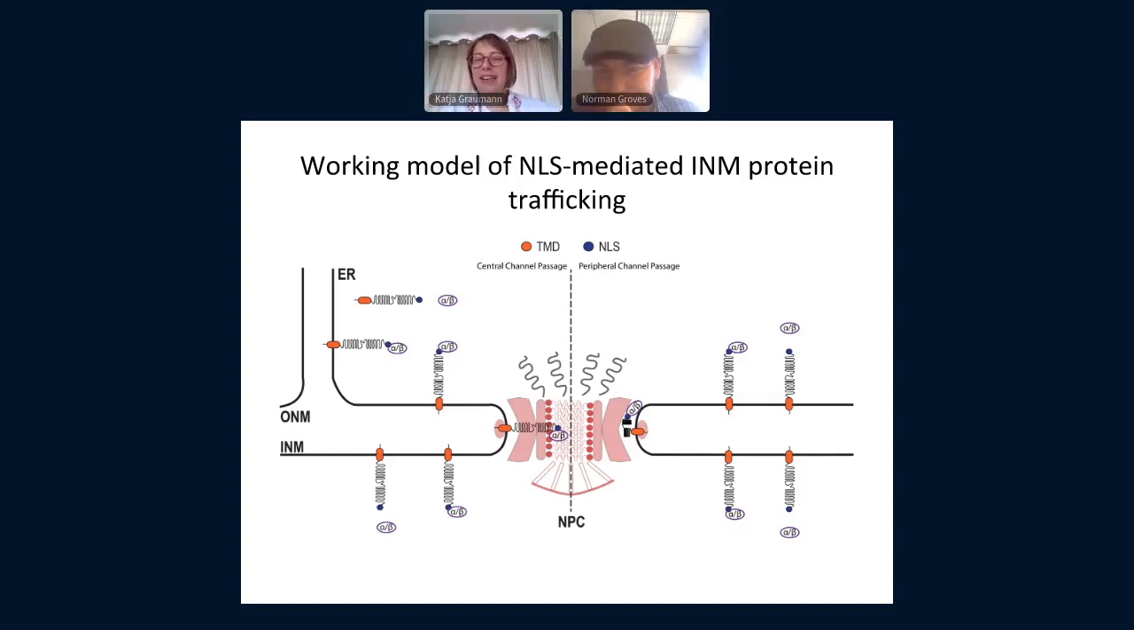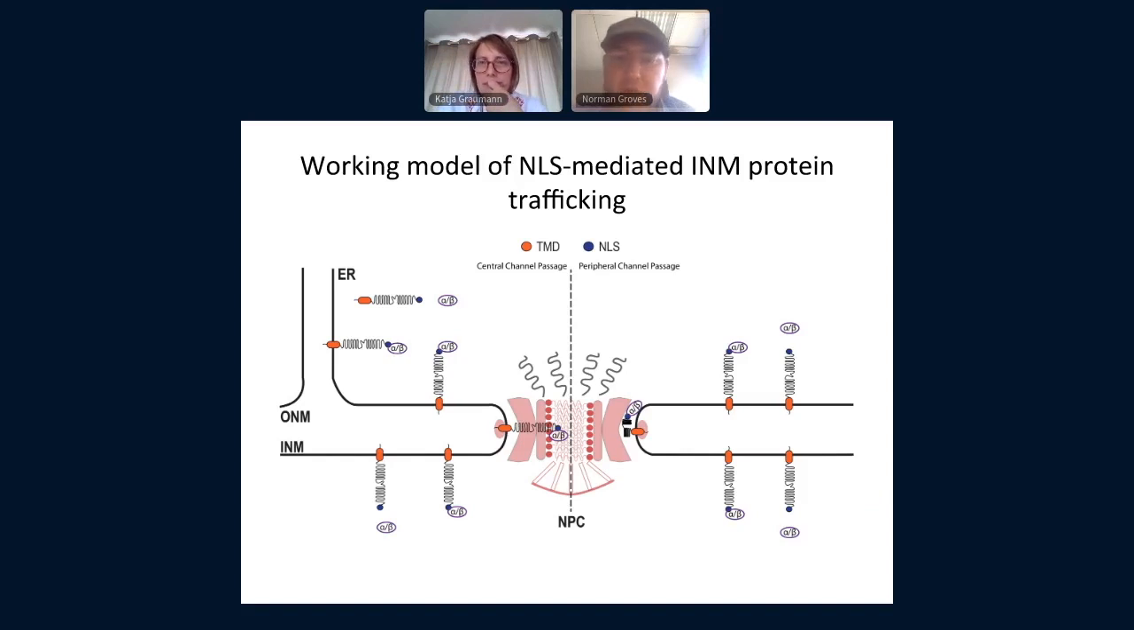Just in actually having that slide up, that's a good one. So you're showing your second model. You're saying that the protein to be imported, the cargo protein, would go through the peripheral channel, but the import complex is meant to associate with the FG repeats. Do we know if there are FG repeats in the peripheral channel? How would that work?